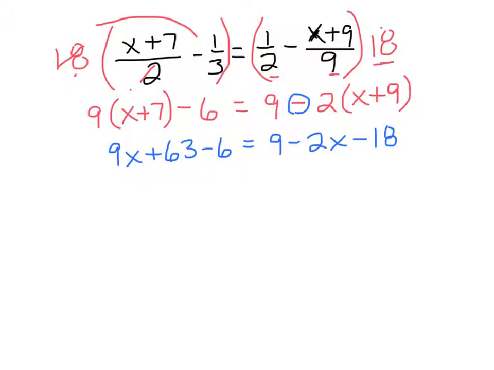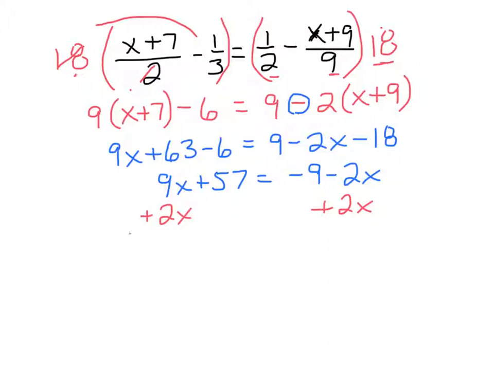So now if I want to go through and start to get some like terms together, this left-hand side is 9x + 57 equals 9 - 18, which is negative 9, minus 2x. And now I'm going to add 2x to this side so I can get the variables together, which means I need to add 2x to this side.